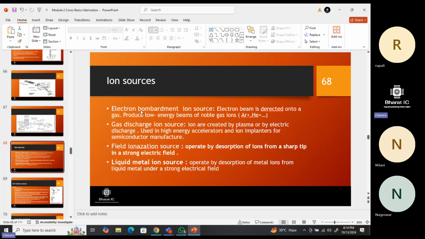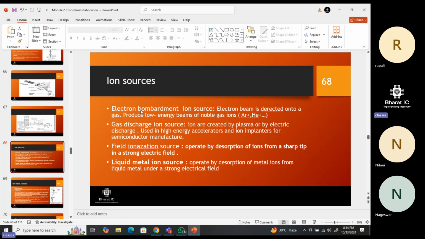So how is the ion source created? It is created by electron bombardment. The electron beam is falling onto a gas. That gas is either hydrogen or helium, which produces a low energy beam of a noble gas, that is Ar plus or He plus. Helium I already told. Okay, so this is how the ion source is created.